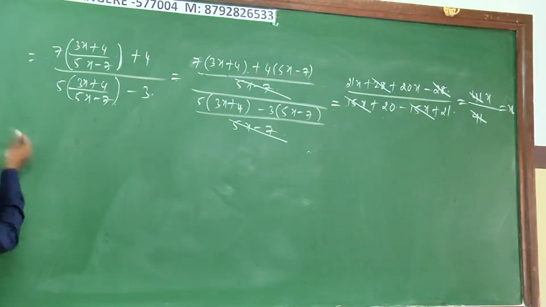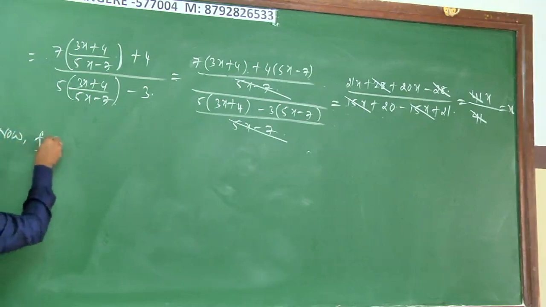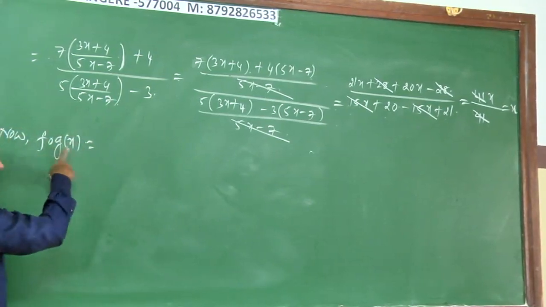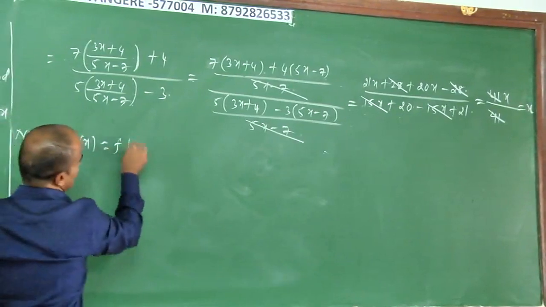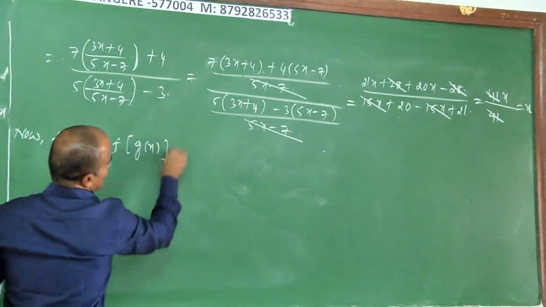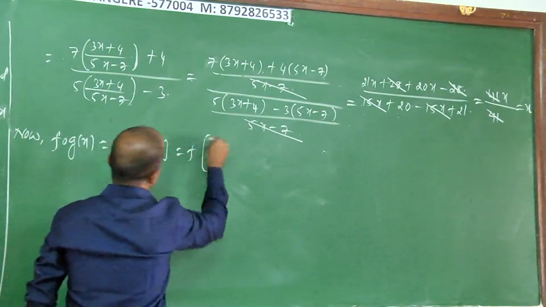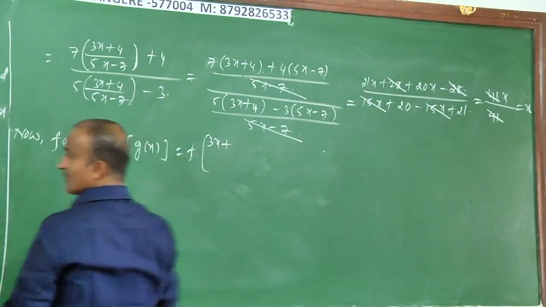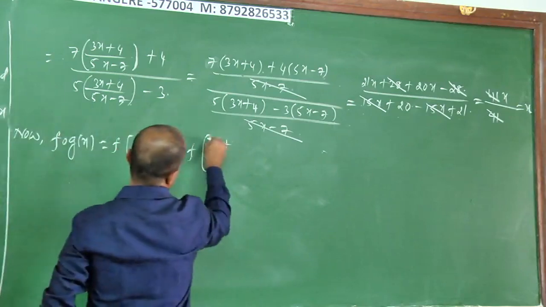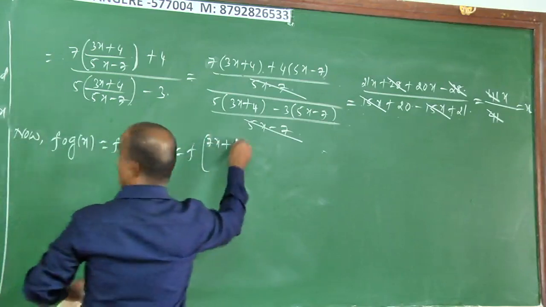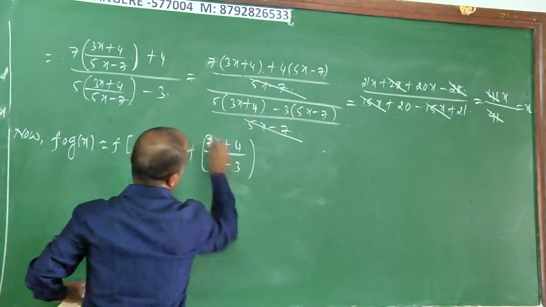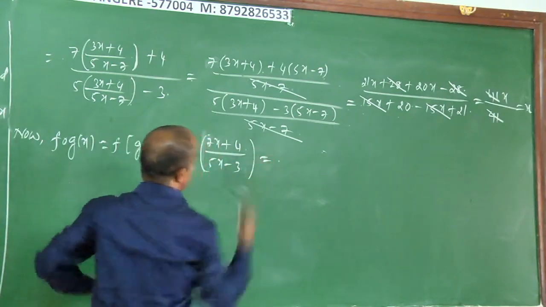Now we shall find fog of x. By the definition of composite function, fog of x is written as f of g of x, where g of x is given as (7x plus 4) by (5x minus 3).